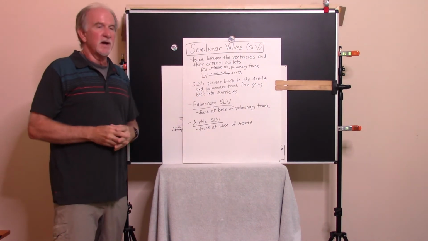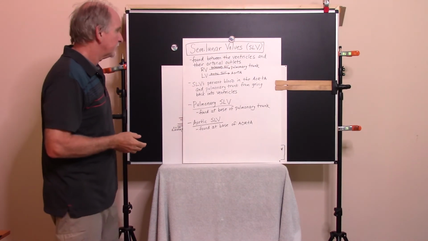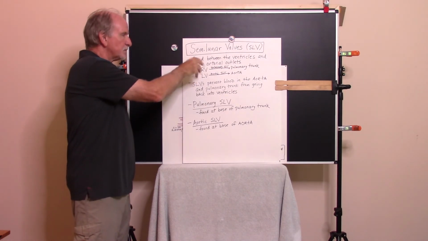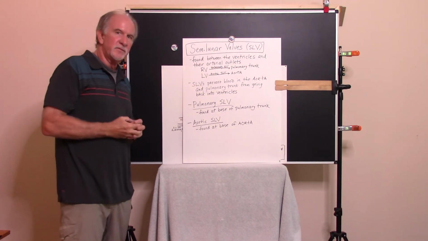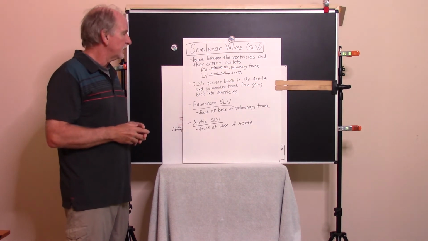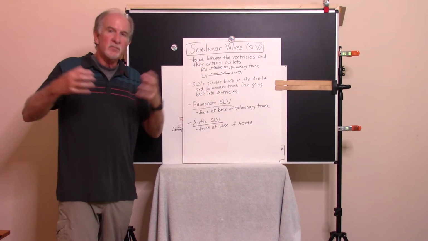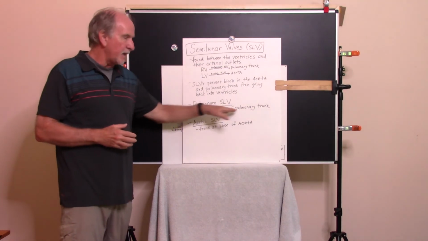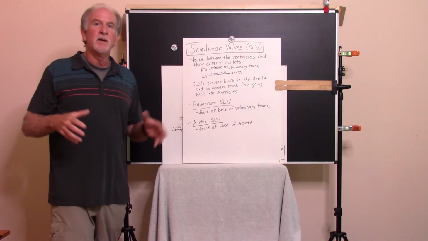The semilunar valves are found between the ventricles and the arterial outlets. So the right ventricle pumps its blood through the pulmonary semilunar valve into the pulmonary trunk, and the left ventricle pumps its blood through the aortic semilunar valve into the aorta. The semilunar valves prevent blood in the aorta and the pulmonary trunk from going back into the ventricles. The pulmonary semilunar valve is found at the base of the pulmonary trunk, and the aortic semilunar valve is found at the base of the aorta.